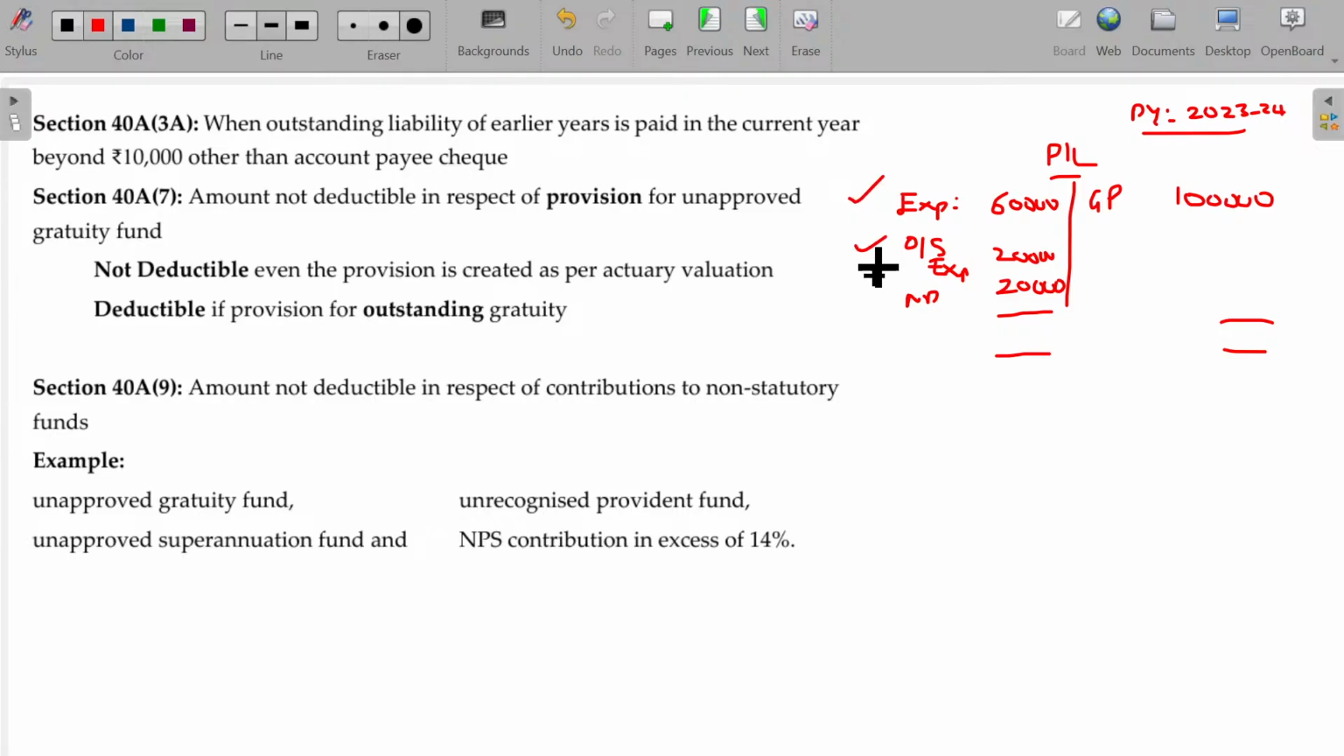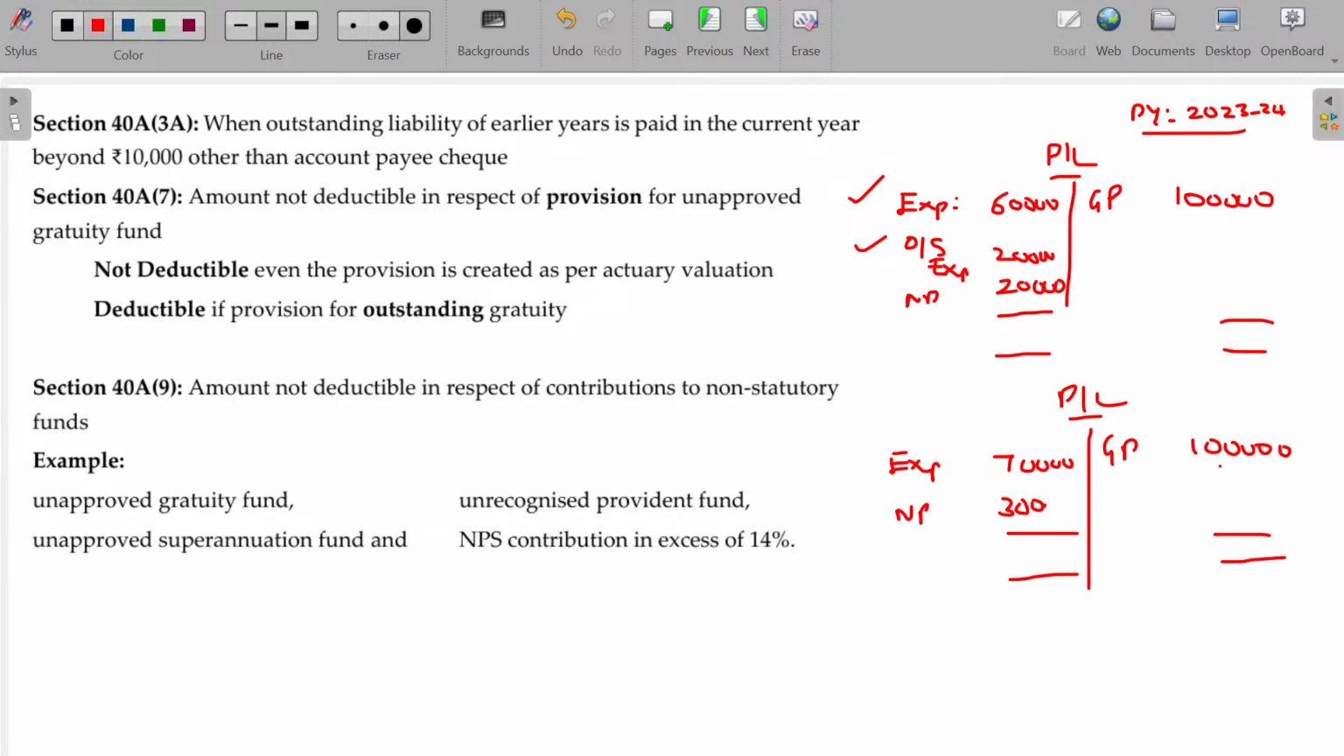If the expenses remain outstanding, usually deductible, as we follow accrual system, except in case of interest, like some expenses under section 43B will be deductible only on payment basis. But in this case, outstanding expenses can be deductible under accrual basis. What happens the next year, again GP being 1 lakh, expenses completely paid being 70,000 rupees. Your net profit in this case being 30. Okay, seems to be everything normal.